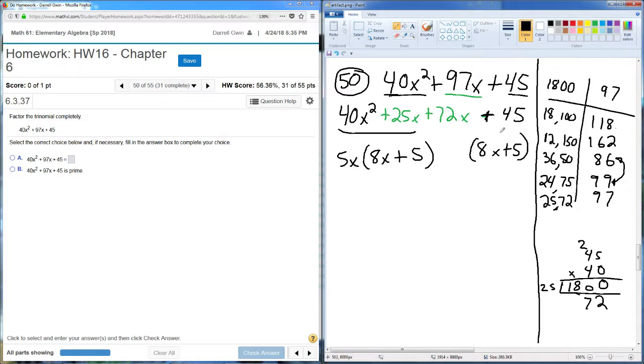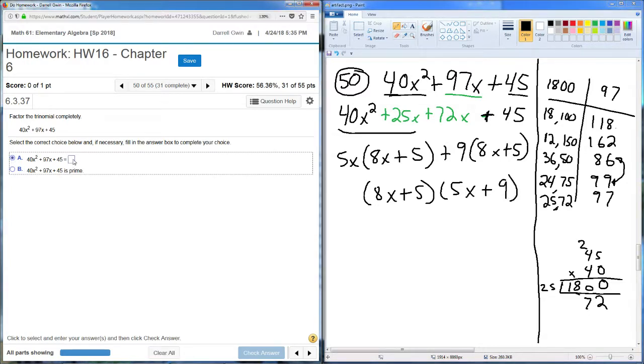GCF of 72 and 45 is 9. 9 times 8 is 72, 9 times 5 is 45. Looks good. Both of these have an 8x plus 5 in common. Leftover is 5x plus 9. Whew. I don't think this will be a test question. This will never be a test question.